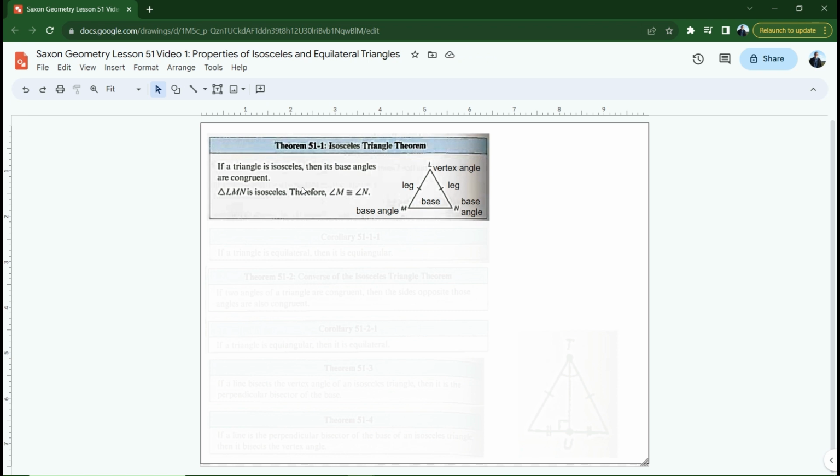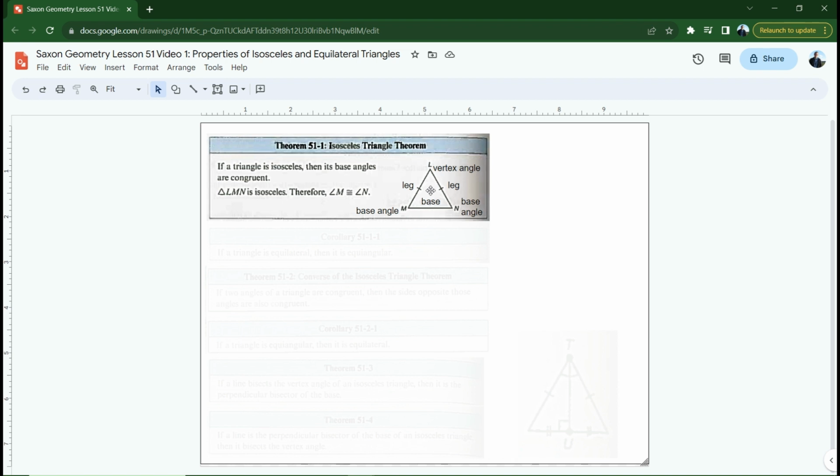There's some important terminology we need to go over on isosceles triangles. First of all, like right triangles, isosceles triangles have legs. They have two legs and a base. We typically refer to the sides that are congruent as the legs of an isosceles triangle. And then the third side, the non-congruent side, is the base. In an equilateral triangle, you just choose one side to be the base and the other two are the legs.